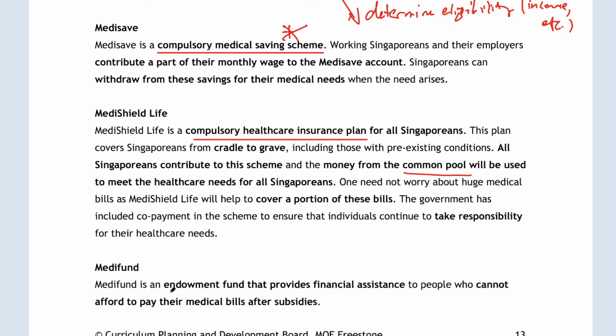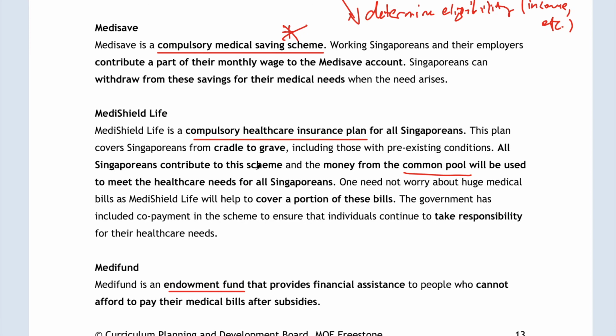Okay, Medifund is an endowment fund. This is for people that really cannot afford it. Even after MediShield or MediSave, they still cannot afford it. Medifund will come in and save them. They will provide financial assistance for those that really cannot pay.